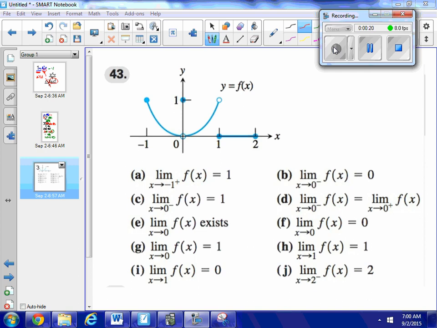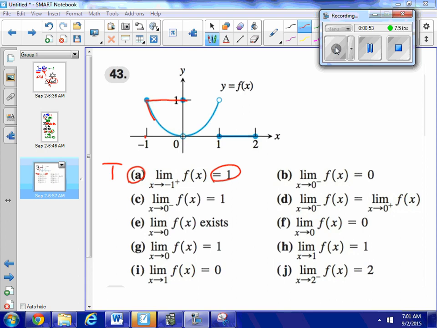So here I am on A. As x is approaching -1, so here's -1 right here, on my function f of x, as x is approaching -1 from the positive side, I'm getting really, really close to -1, not quite at -1. Is my limit 1? I think so. My y value there is 1. The limits are y values, so I'm going to say that A is true.